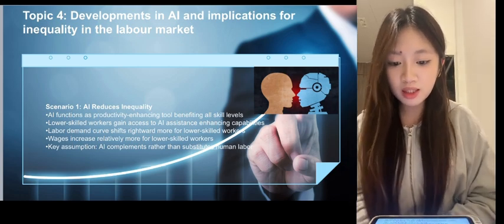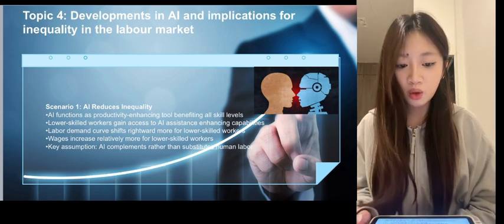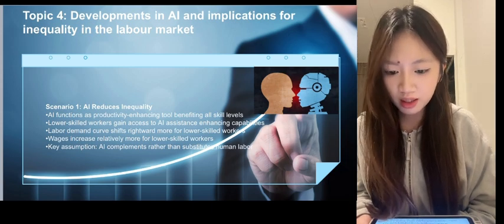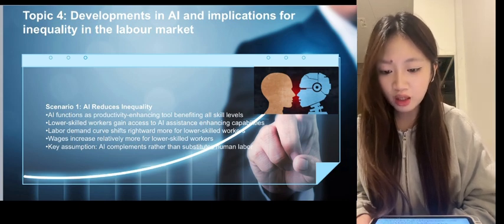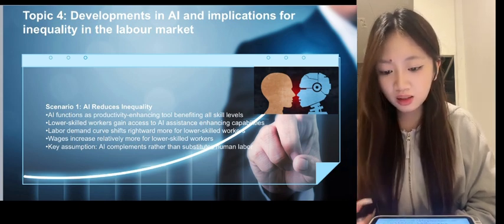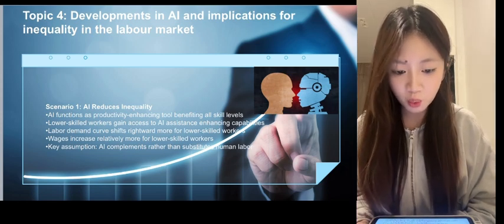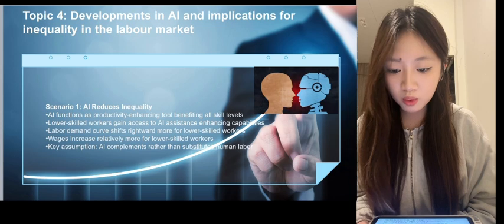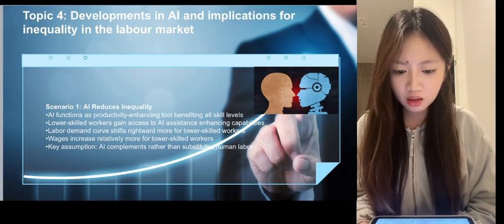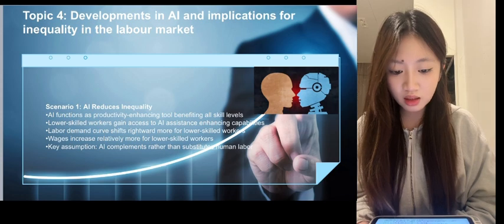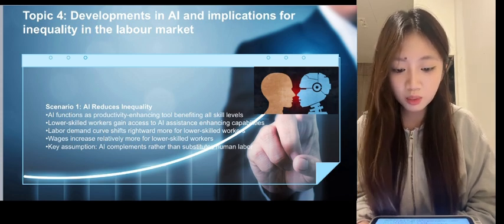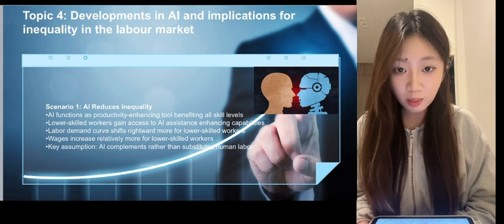Topic 4: Developments in AI and implications for inequality in the labor market. Labor market inequality is affected significantly as work patterns are rapidly transformed by generative AI. Let us envision the first scenario, in the case where generative AI works to reduce inequality. In this case, the technology may act as a productivity-enhancing tool, helping workers of all skill levels. AI assistance available to lower-skilled workers helps bolster their productivity, thereby bridging the gap with higher-skilled workers.